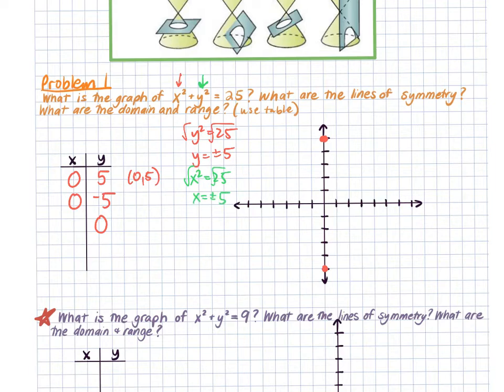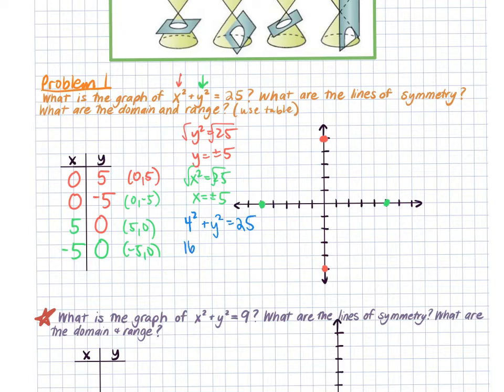So when y is 0, we have two different values of x, 5 and negative 5. Now we can plot them. Here are all our points: 5, 0, which is 3, 4, 5 here, and then negative 5, 0 is here. Okay, now let's pick x is 4. So this would be 4 squared plus y squared equals 25.